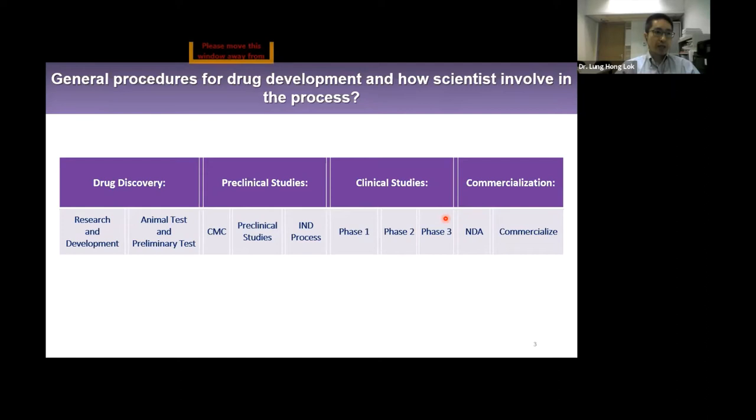And this part is mainly conducted by the big pharmaceutical companies, right, to synthesize the new compound and to sell and market the compound, right, and launch the compound to the market. So this is the general idea of how a drug is developed.